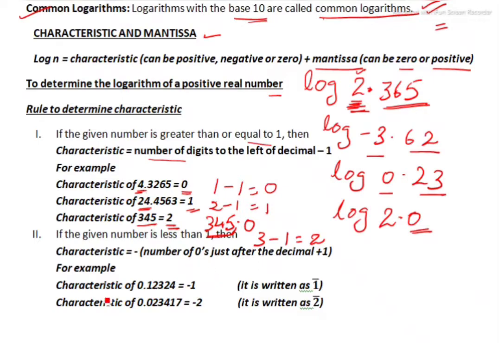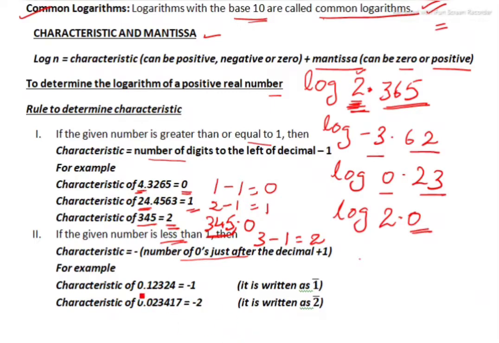So let us take the second case. The second case is when we have a number which is less than 1. In that case, the rule says: minus the number of zeros just after the decimal, plus 1. Let me explain this with the help of an example.